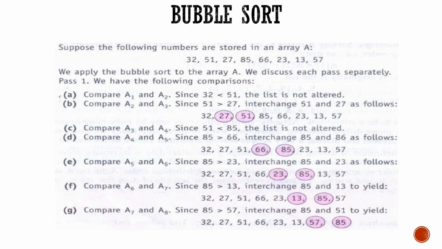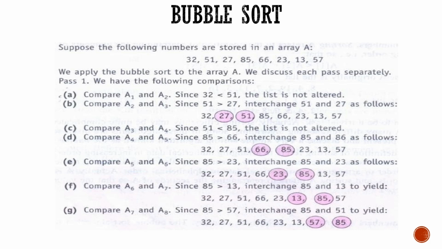27, 51, 32, 57. What happens? 27 will come here, 32 will come here. Next, what happens? 51, 32. 51 will be retained there, 32 will be over here. 51, 66. 66 will be retained there, 51. 66, 23. So exchange. 66, 13. Exchange. 66, 57. Exchange. So 66 will come here.